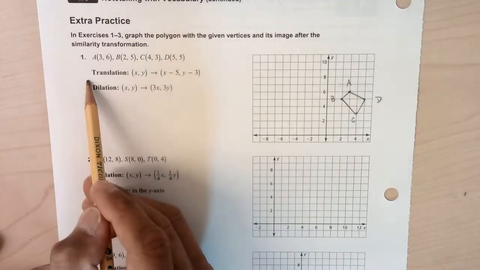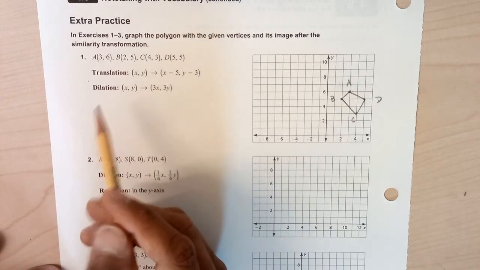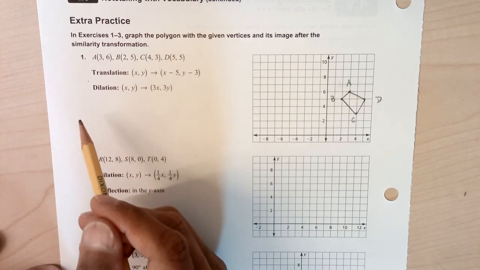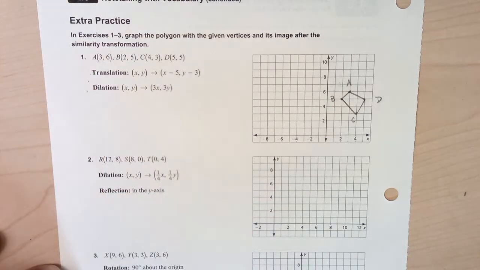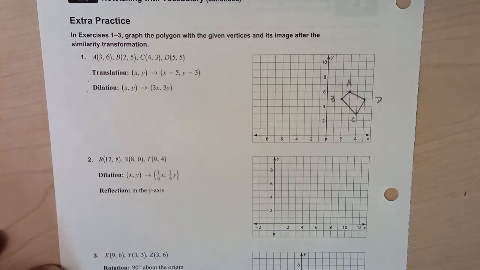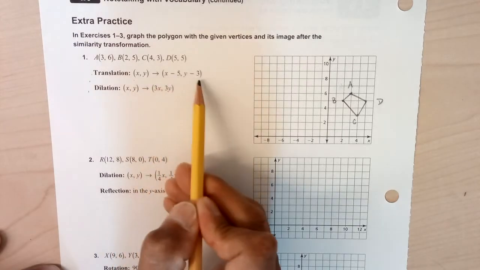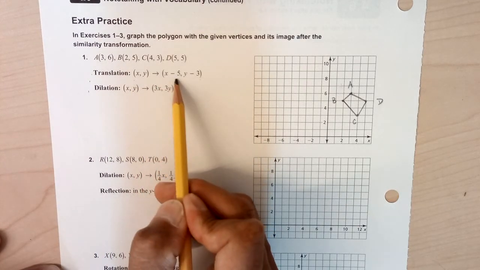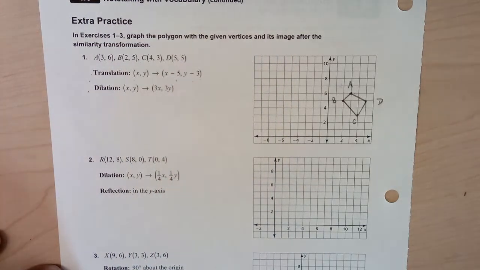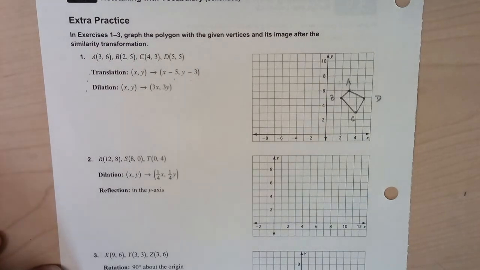So there's a translation. After the translation, you should still have a congruent figure. So I'm going to label this A prime, B prime, C prime, D prime, and then a dilation. I'll use double prime. So the translation rule is given in terms of ordered pair notation. This says subtract 5 from each x coordinate, subtract 3 from each y coordinate, or in other words, every point for quadrilateral ABCD is going to go 5 units to the left and 3 units down.